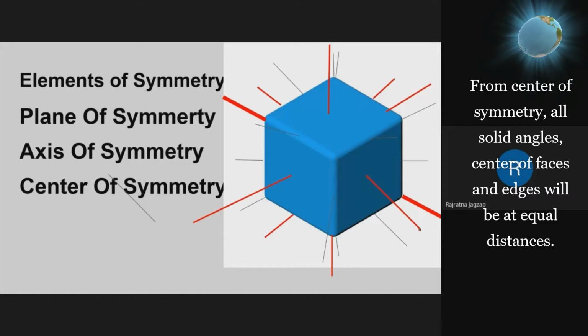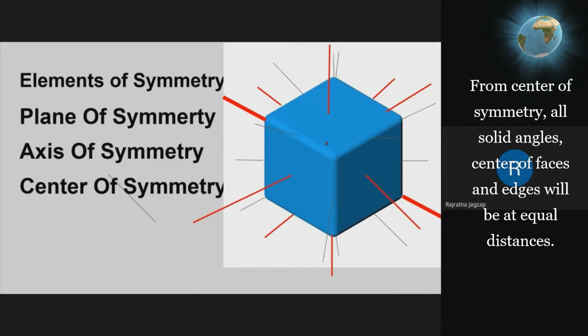If you check the behavior of this axis, it goes in, ends up at the center and comes back out, passing through the center. So this also goes through the center. This becomes an axis of symmetry, which goes through the center of symmetry.